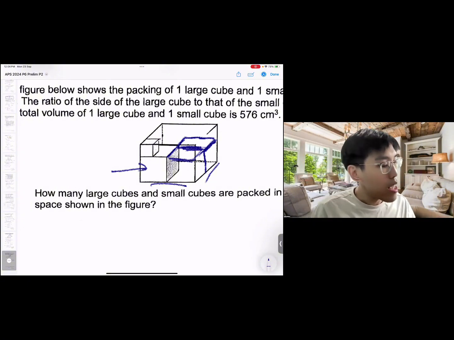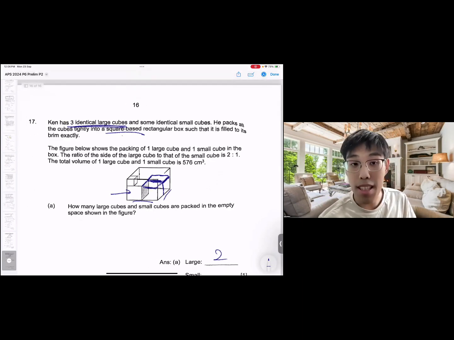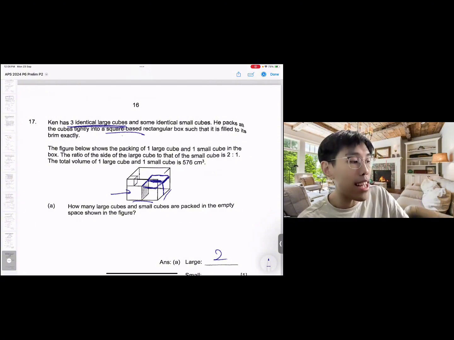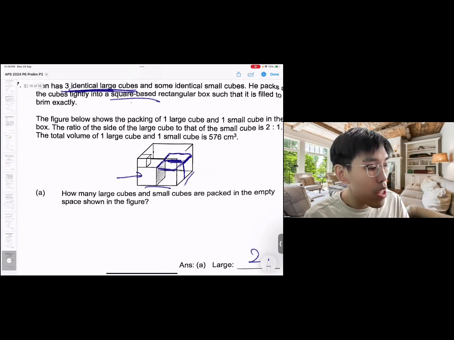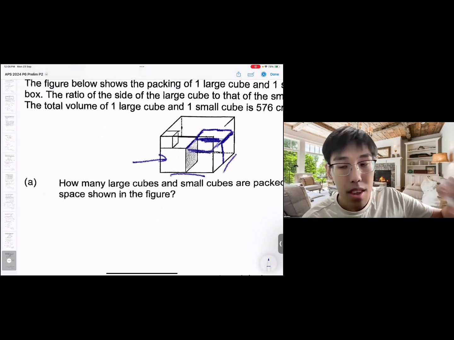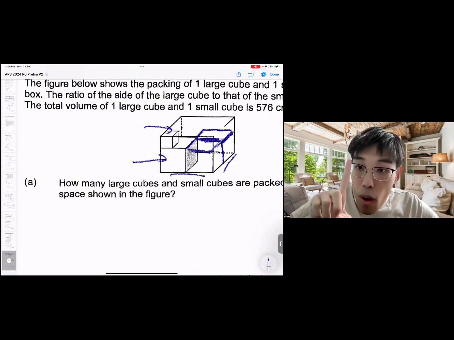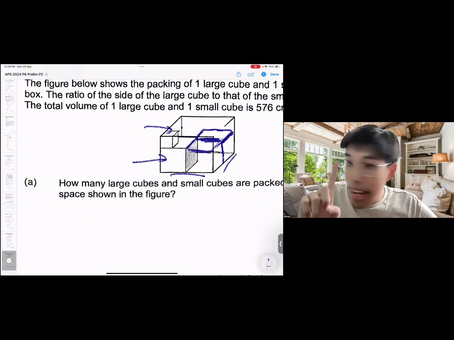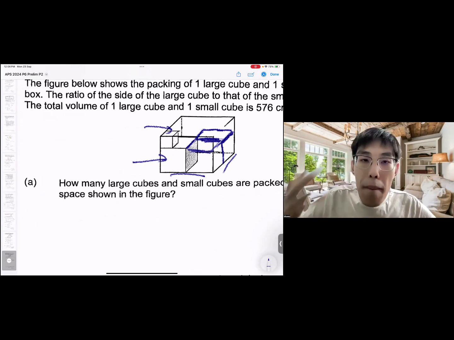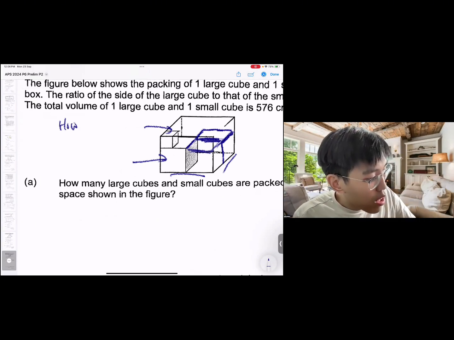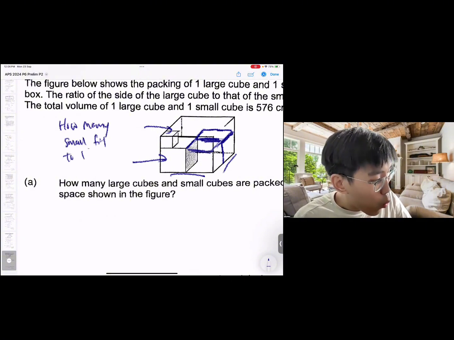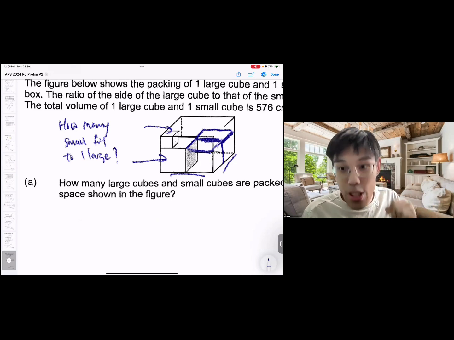Now I already packed the 2 large cubes inside. So the remaining can only be packed by small cubes. It cannot be packed by the large cube anymore because I have no more large cubes to use. So now we need to understand what is remaining. The remaining is the one at the back. At the base level, I need to fill up 1 more large cube, but I don't have a large cube. So I need to think how many small fit into 1 large. That's the question that you need to answer.